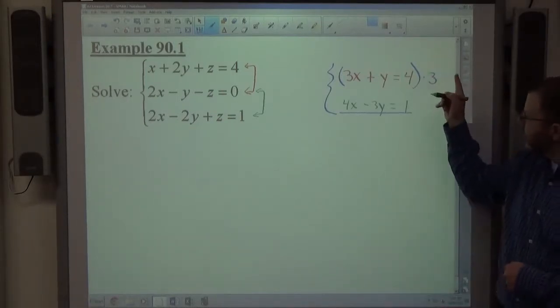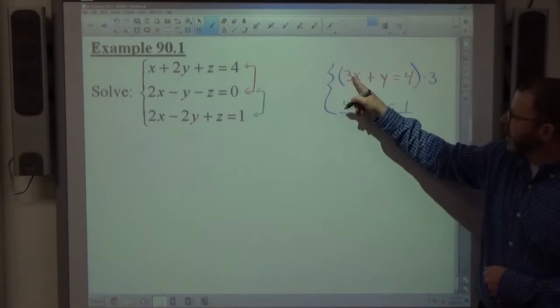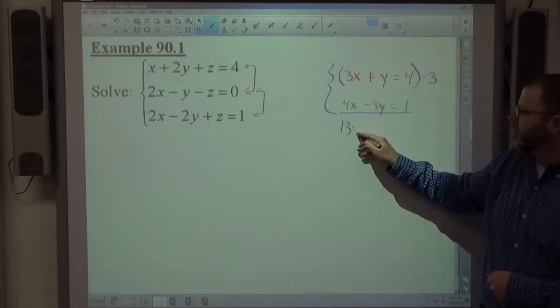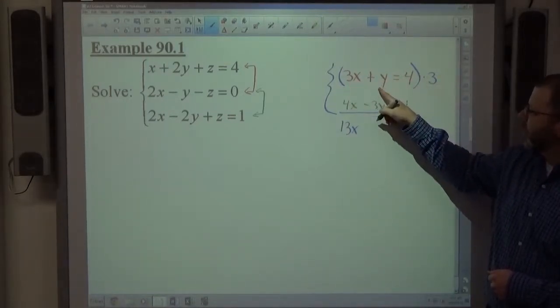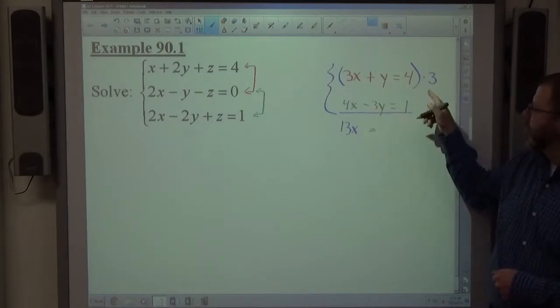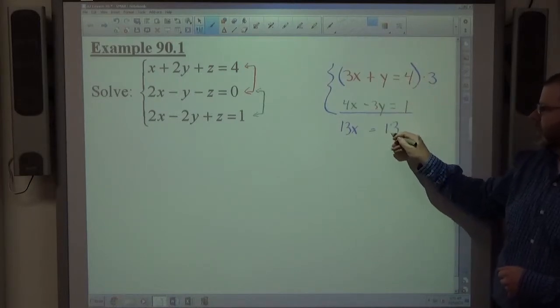But if I do 3 times 3x is 9x, that adds to the 4x to make a 13x. 3 times y is 3y, minus 3y cancels. 3 times 4 is 12, plus 1 is 13.